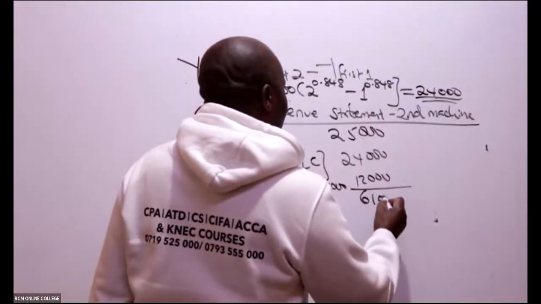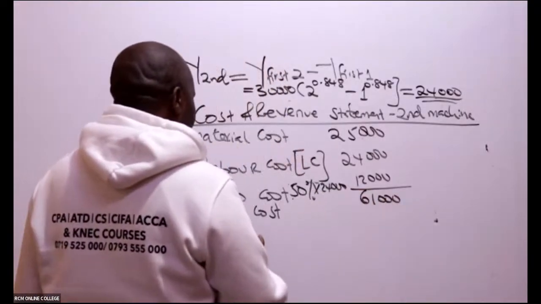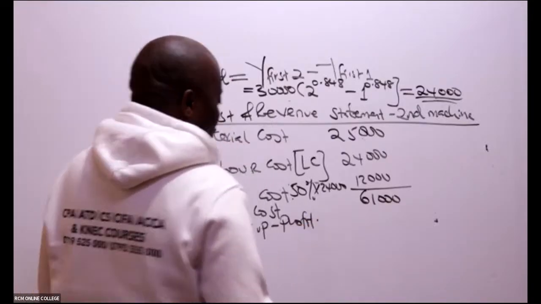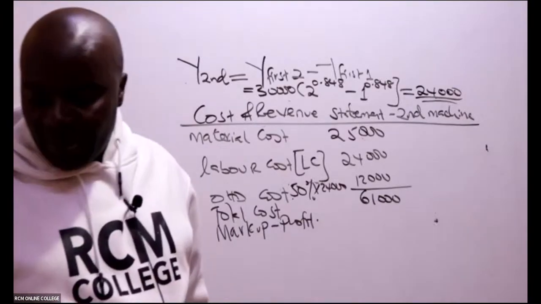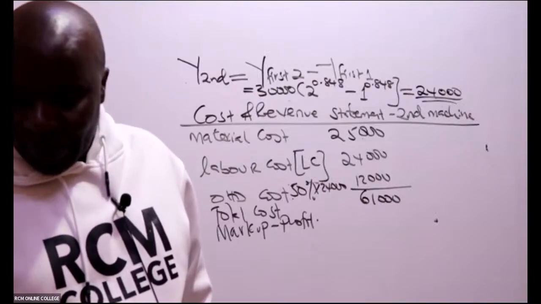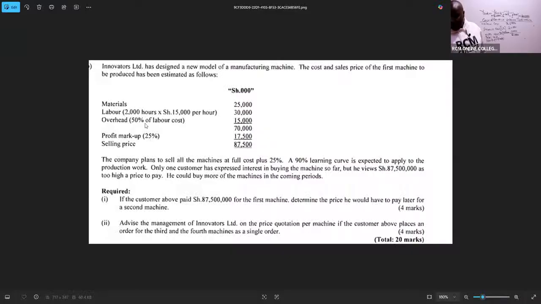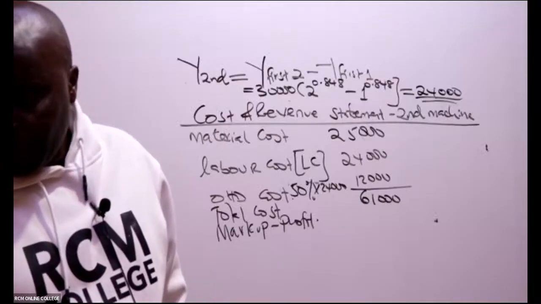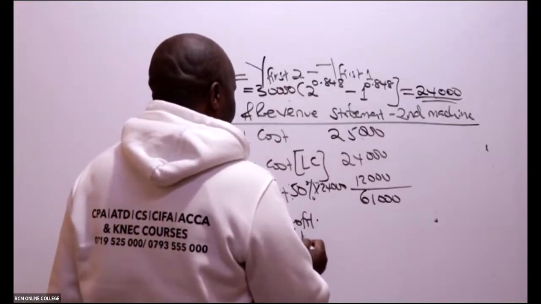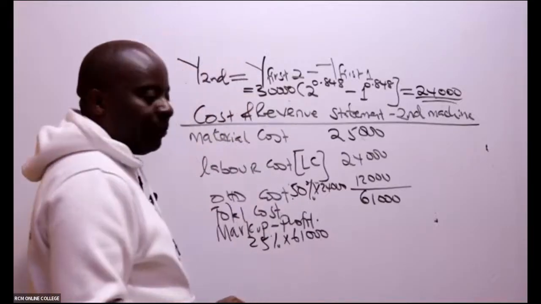Given that this is cost, we shall mark it up. So markup for profit, and the examiner will always give you the markup policy. You can see full cost plus; they'll tell you here that profit markup is 25% of the cost. So markup, 25% of the 61,000, which gives you what figure?